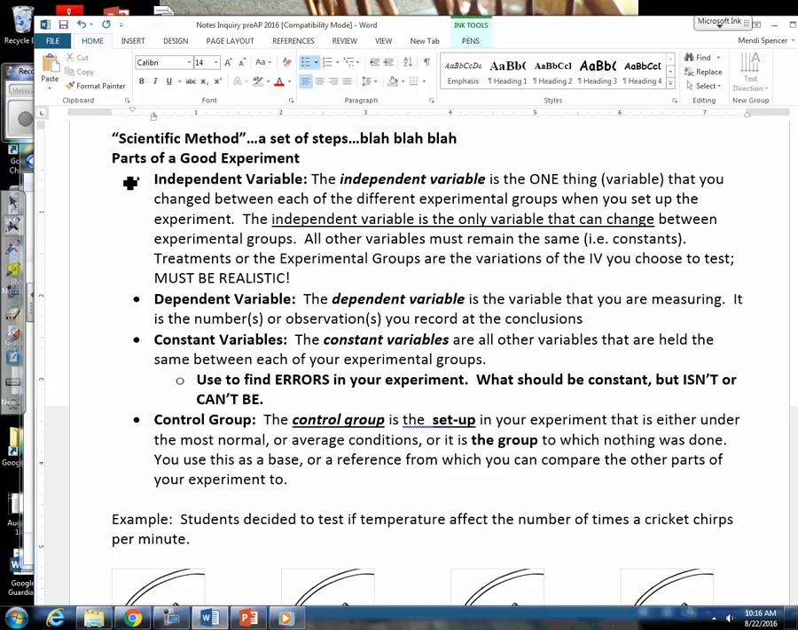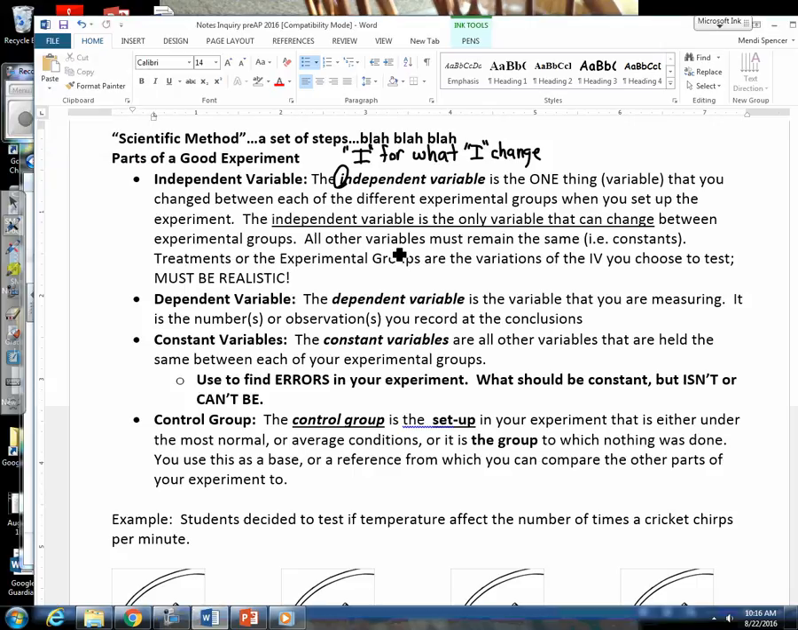I like to remind students to think of I for independent, I for, so let's write I for what I change. If I'm setting up an experiment, I'm going to set up several parts to this experiment. And between each of these parts, I'm going to change one thing between them. That one thing that I'm changing is representative of that independent variable.